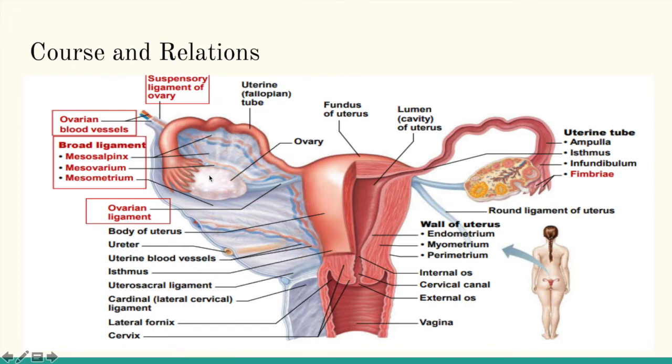So assume this is the ovary and this is the posterior layer of the broad ligament. It is attached to the posterior layer of the broad ligament by a short peritoneal fold known as the mesovarium. The part of the broad ligament located between the mesovarium and the fallopian tube is known as the mesosalpinx, and the rest of the part below the level of the mesovarium is known as the mesometrium.